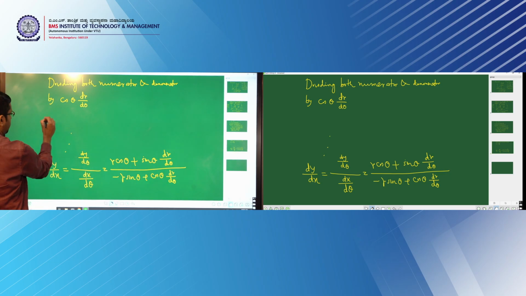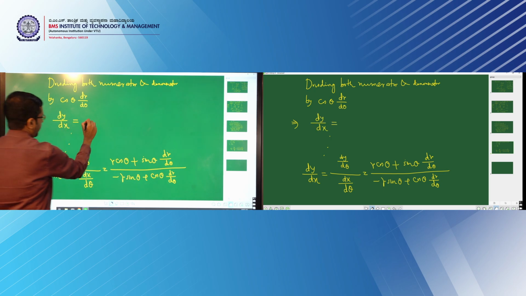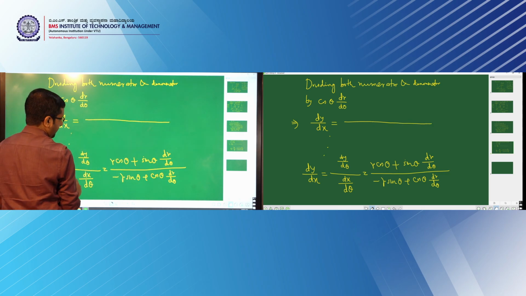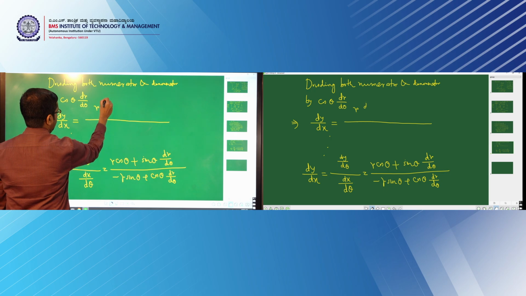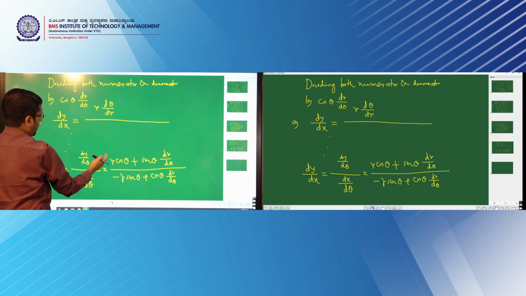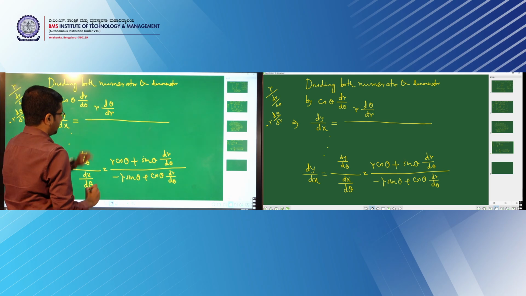So if I divide this, what will I get? Left hand side dy dx. Right hand side, if I divide r cos theta by cos theta dr d theta, it will come r d theta dr. Cos theta will get cancelled, r by dr d theta. Now r by dr d theta, suppose here I am showing r by dr d theta, this is nothing but r into d theta dr. You can write directly, or if you wish, one more extra step, you can show r d theta dr.